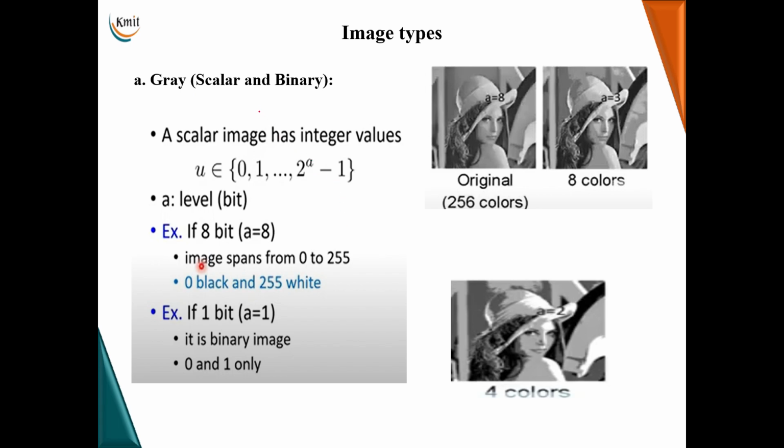Grayscale images are either scalar or binary. For scalar images, the integer value ranges between 0 to 255. For black and white images, my range is 0 to 255. You can look at the image here. This is the original black and white image. And here I have only 8 colors selected for A equal to 3. And this image represents A equal to 2, that is 0 to 3.